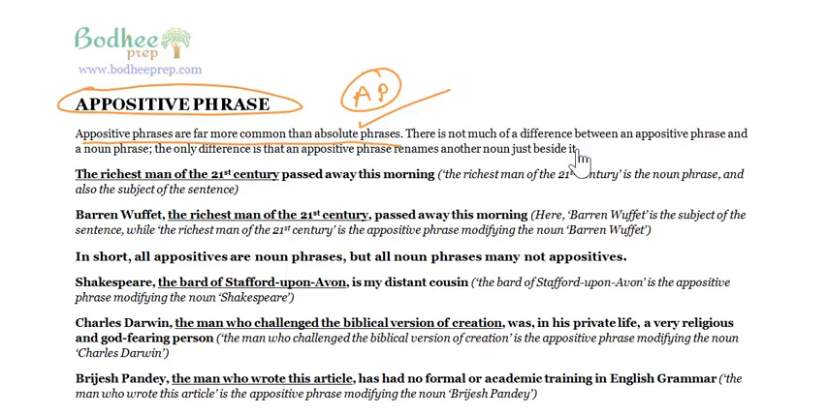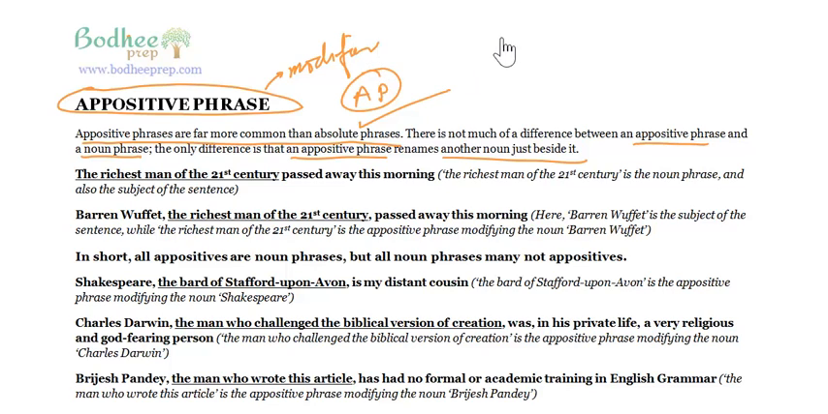There is not much of a difference between an appositive phrase and a noun phrase. The only difference is that an appositive phrase renames another noun just before it. Now, please understand this. The appositive phrase is nothing but a modifier, right? It's one of the modifiers.